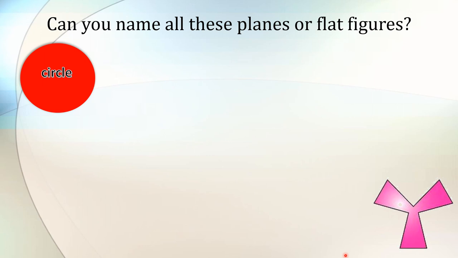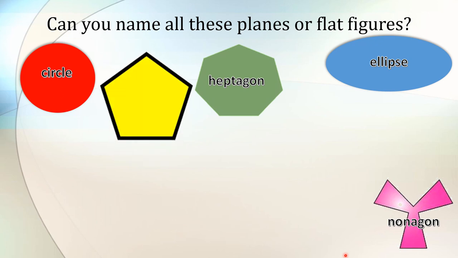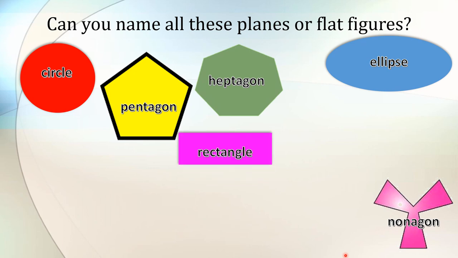Next. Count. How many? This is a nonagon. Just count the sides. This one, count again. This is a heptagon. Another one is an oblong or just an ellipse. Another one, count. It has five sides. Pentagon. Another one is easy, ma'am. This is a rectangle. Another one, a cross. Count: 3, 6, 9, 12. 12, ma'am. So, this is a dodecagon.